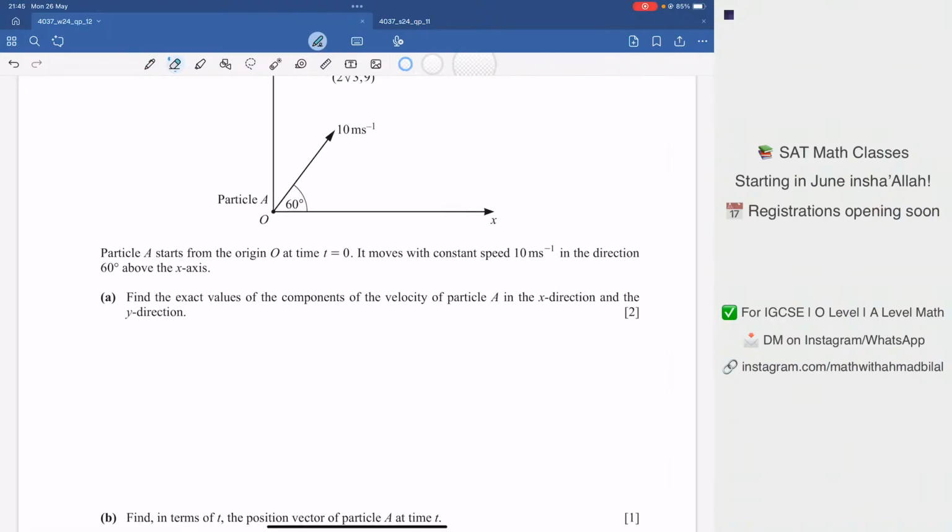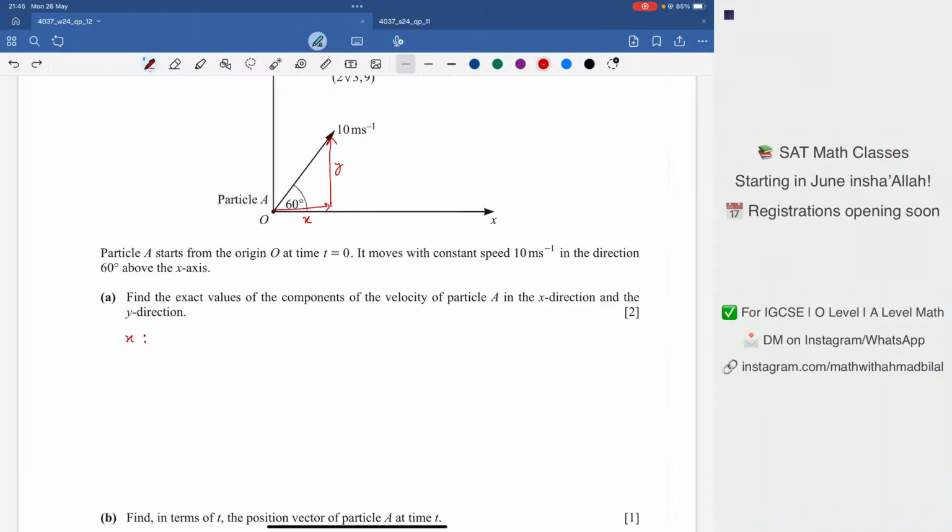There are going to be two components, right? One in the x direction, that will be this. One in the other direction, y direction, that will be this. This is the x component, this is the y component. How do you find them? You can write them directly as well if you want, if you remember how to do that.